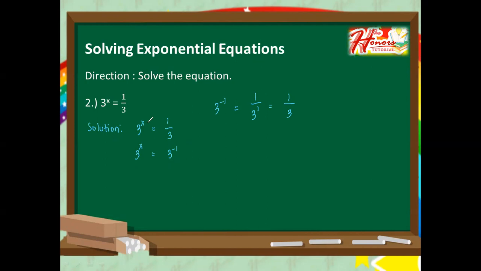So same process. We will focus only on the exponent. So we have here x at the left side, and then we have here negative 1 at the right side. So we have here x equals negative 1. And that's it.